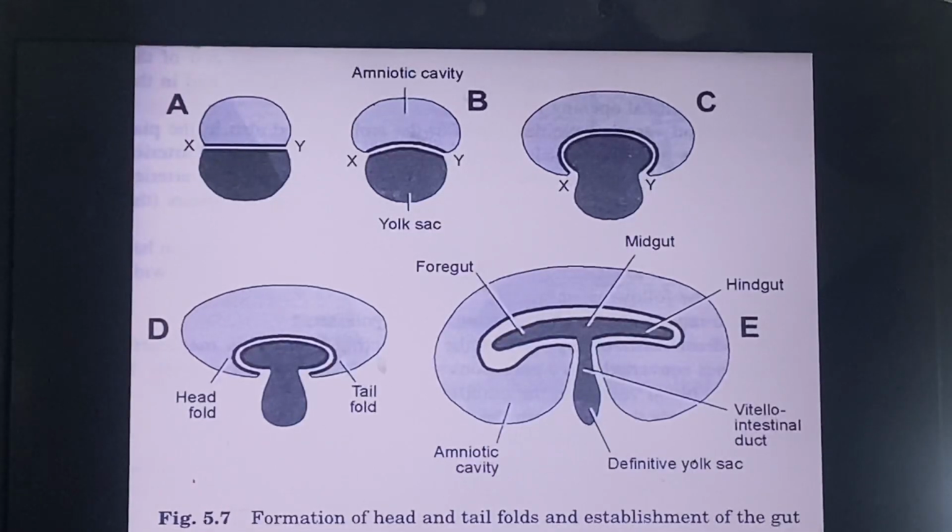Now you can see the amniotic cavity. This is the amniotic cavity. This is the yolk sac. Slowly the bending is happening, and later the gut formation happens, which is surrounded by the amniotic cavity from all sides. So this is the definitive yolk sac. This is the vitelline duct. So this is the general introduction.